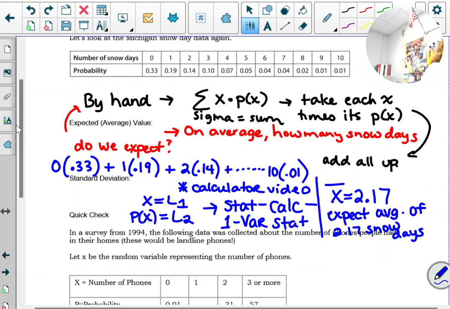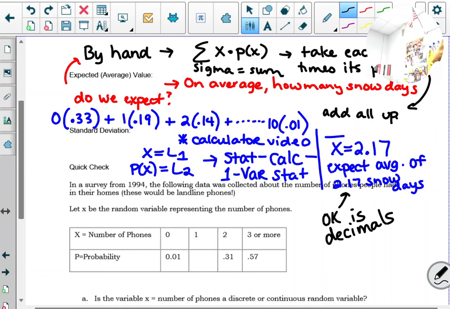Now the weird thing is, it's okay that this expected value is a decimal, even when you're working with a discrete random variable. That's going to happen. So it's okay to get a decimal on this, even if you start with something that's discrete.